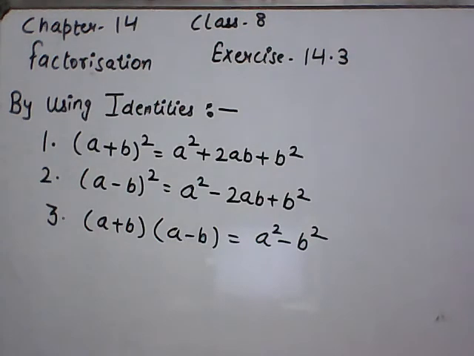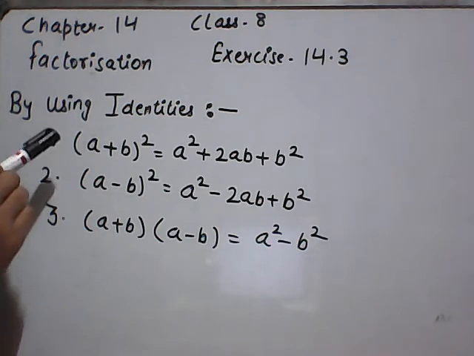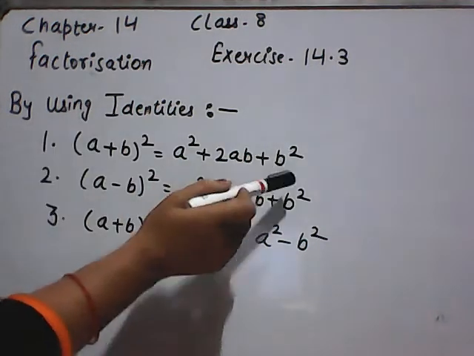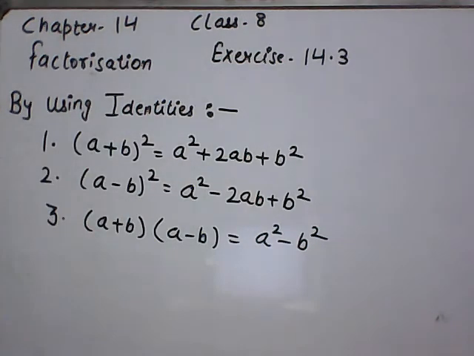Now, these identities are equal. If the expression is given in the form of left hand side, we can put the value of right hand side. Both sides are equal. So, you have to check in which form the expression is given to you. If the expression is given in the form of right hand side, you can put it in the form of left hand side. If the expression is given in the form of left hand side, you can put it in the form of right hand side. Let's do some questions based on these identities.